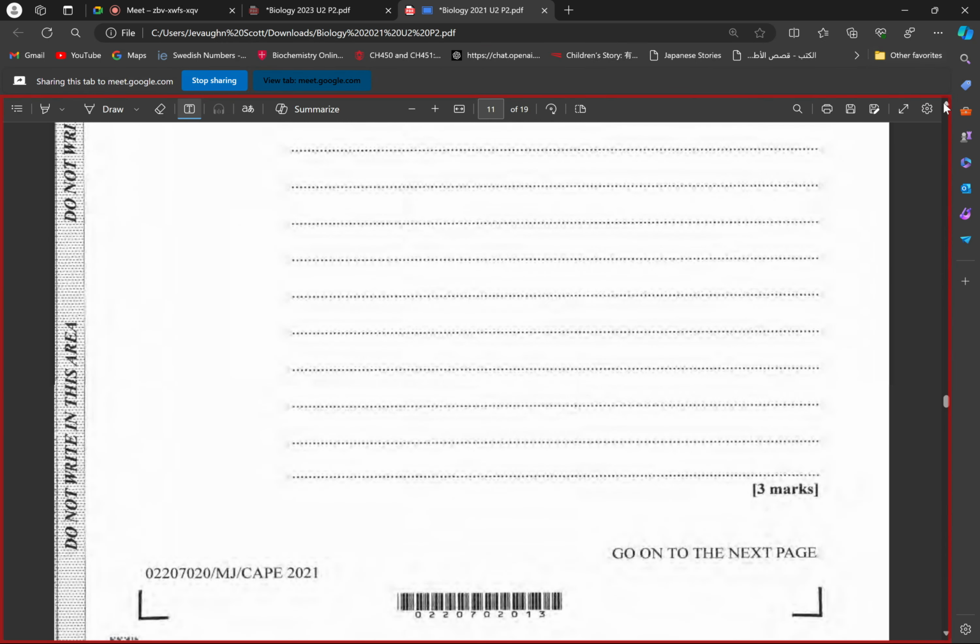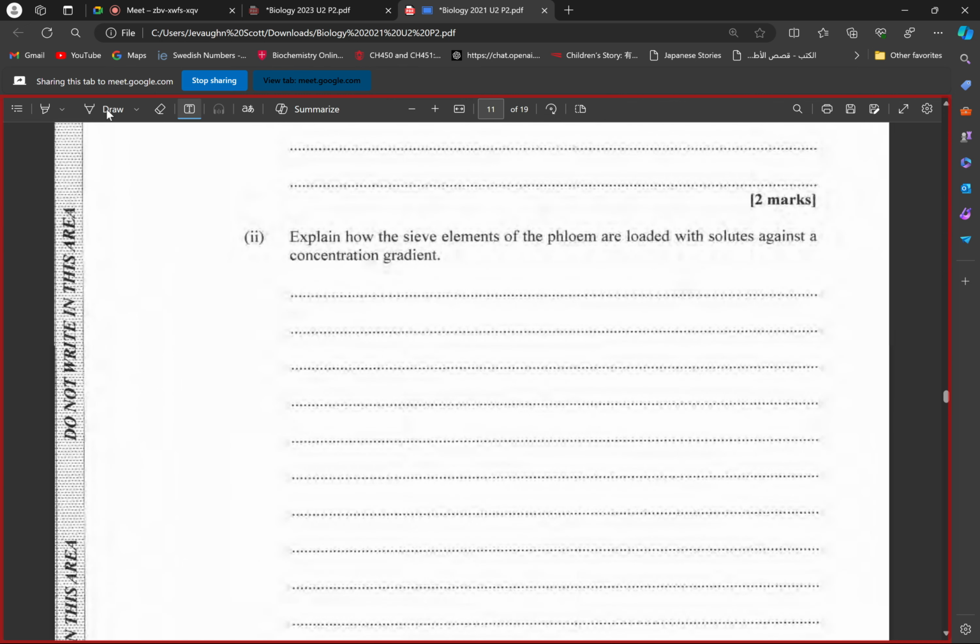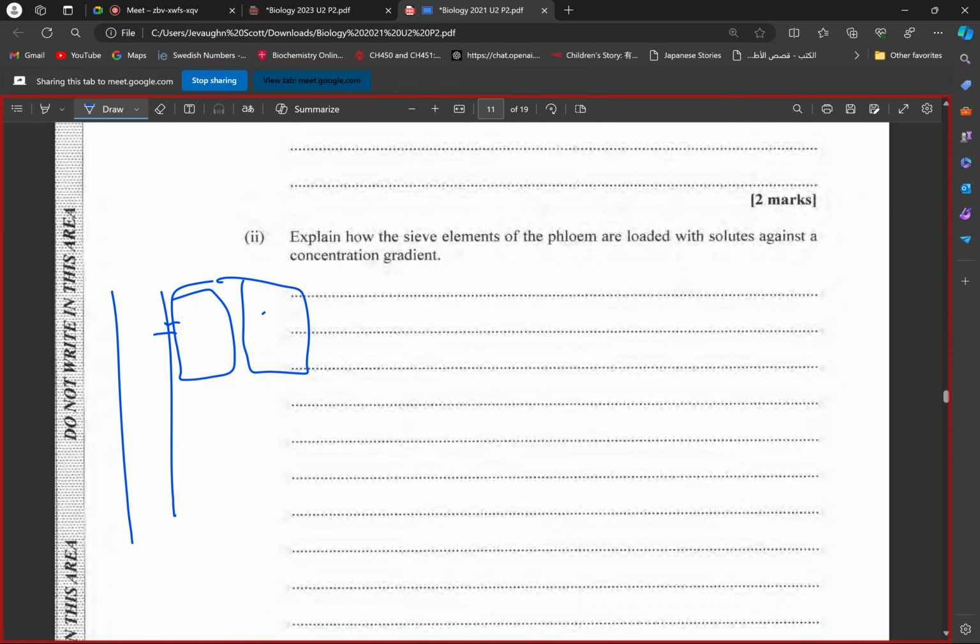3 marks. You can draw a little diagram here. You can show your sieve element, and you can show your little plasmodesmata with a companion cell. And you can show your companion cell beside the mesophyll, which is the source. Go ahead. This is your companion cell, and this is your sieve element. Go ahead.